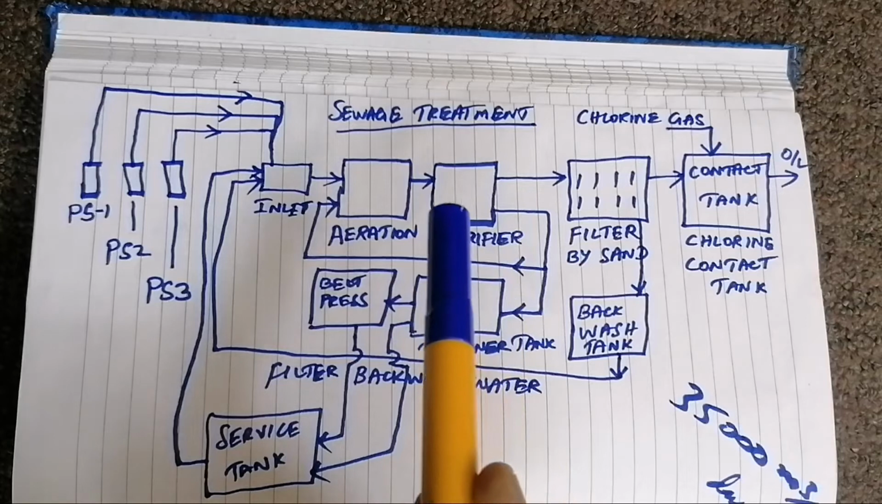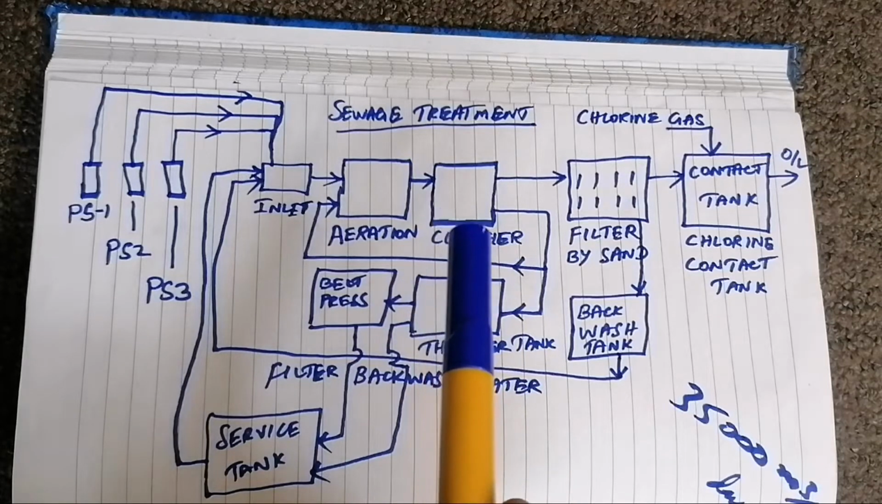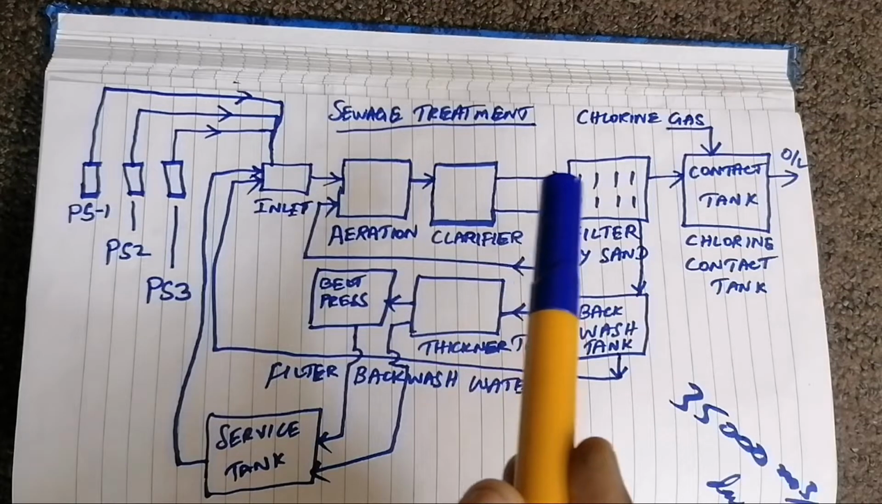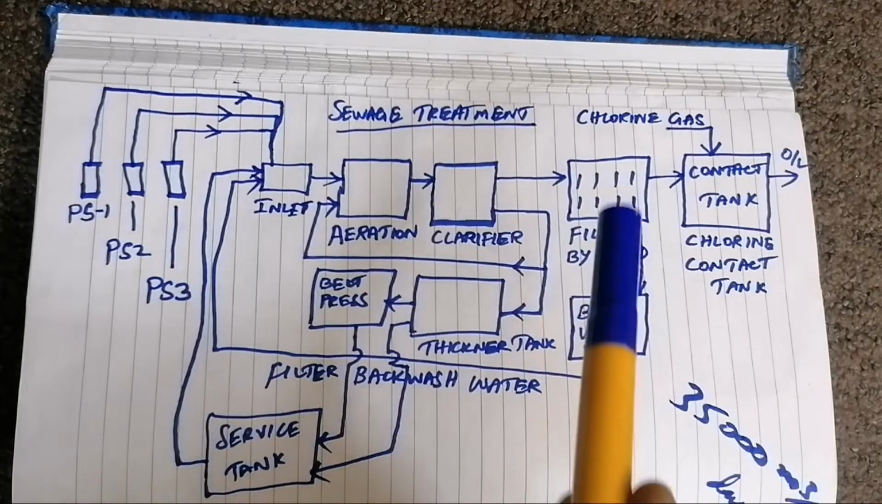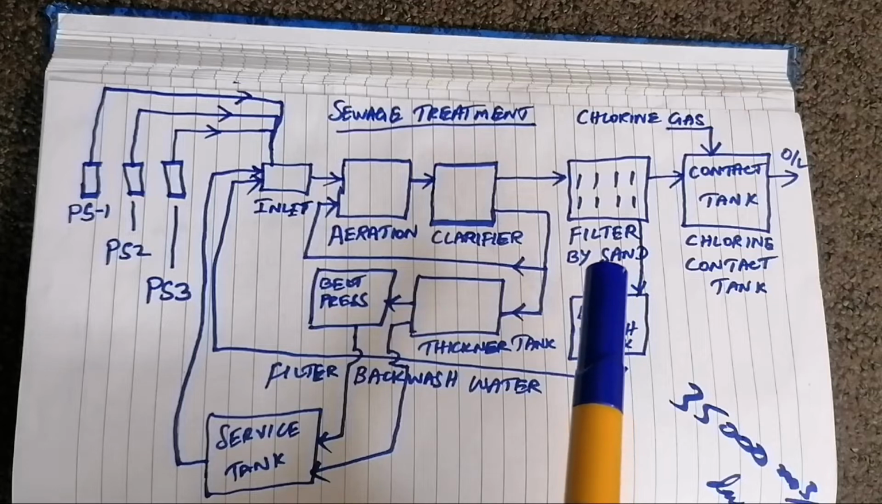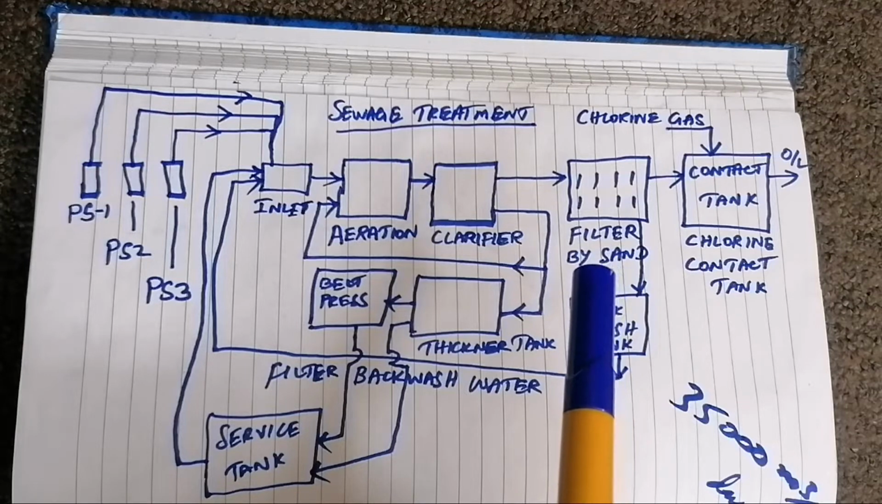From the clarifier, the sludge will settle down at the bottom of the tank, and the clear water will be sent to the filter. The filter is a sand filter. This sand filter will filter the further microparticles from the water, like further microparticles and TDS.